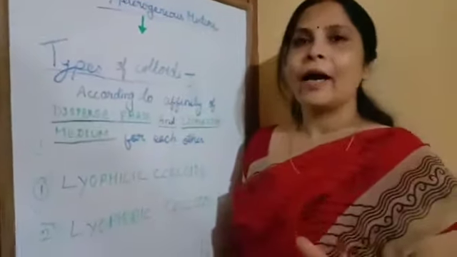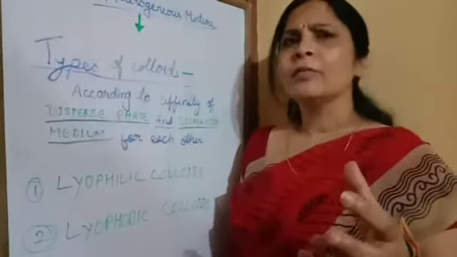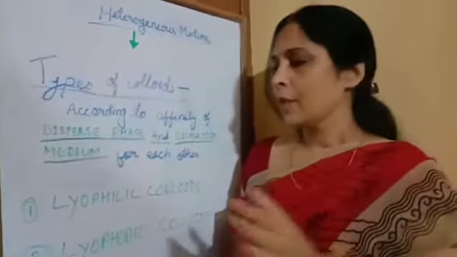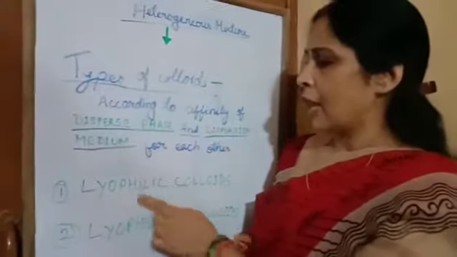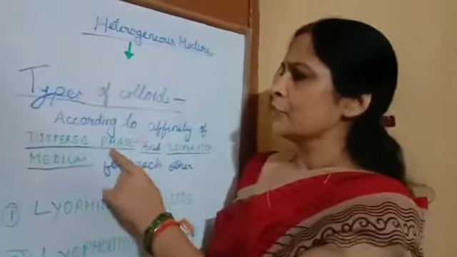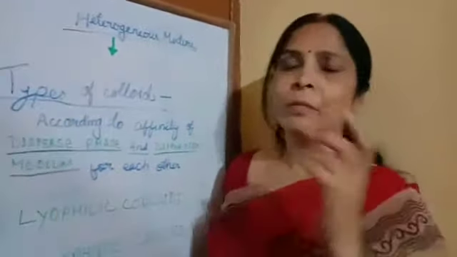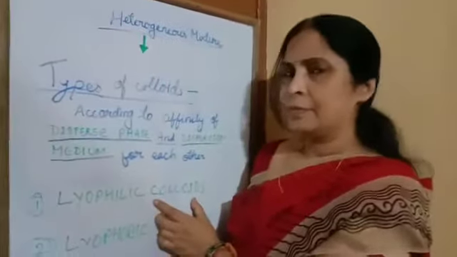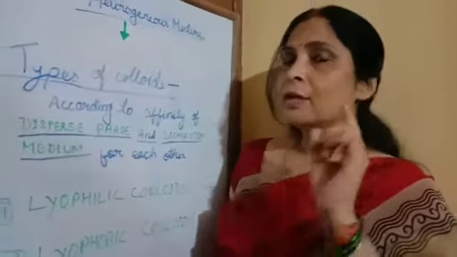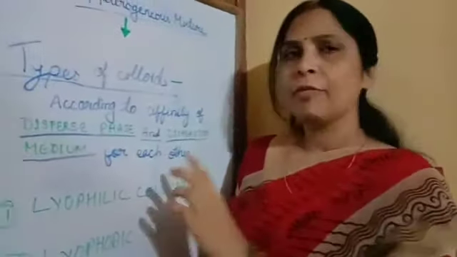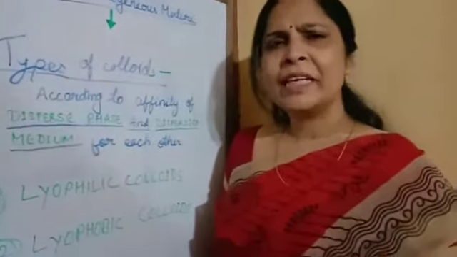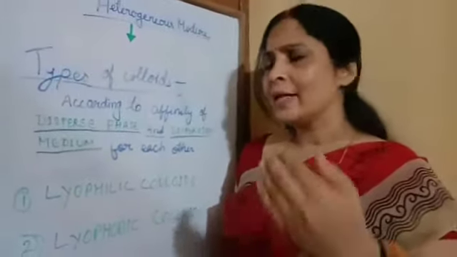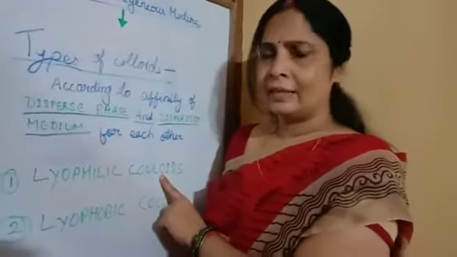Lyophilic colloids are those colloids, we can say solvent loving colloids also. In these lyophilic colloids, when disperse phase comes in contact with dispersal medium, they instantly convert into colloidal state. They are solvent loving colloids. For example, gelatin or starch, when we add into water, they instantly convert into colloidal state.